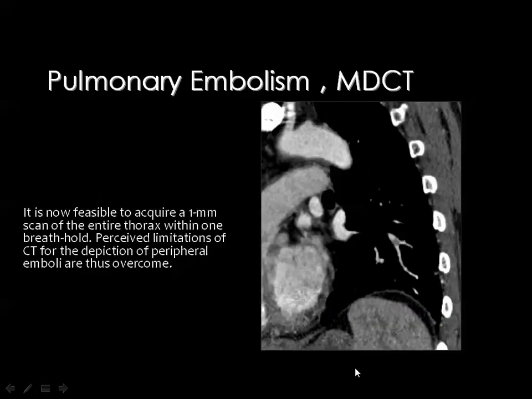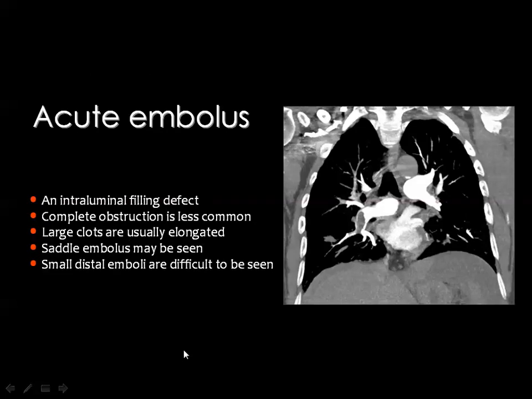Then one of the values of the multi-detector CT is its ability to see the peripheral branches, requiring a good high resolution. Then you see a filling defect in one of the peripheral branches of the pulmonary artery, diagnostic of peripheral embolus. Then what are the findings of pulmonary embolism on a multi-detector CT?